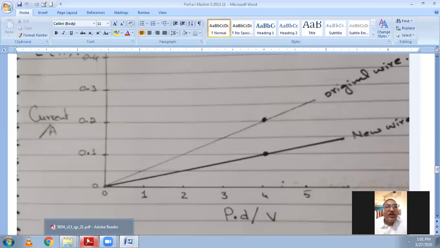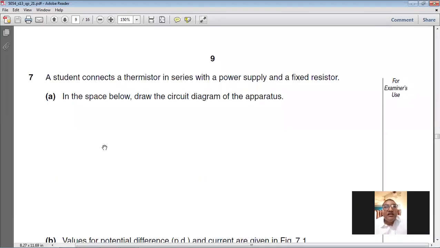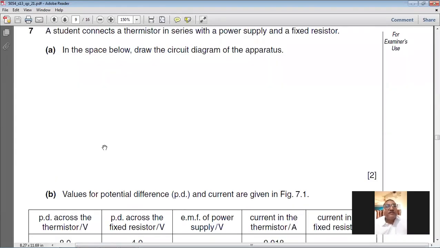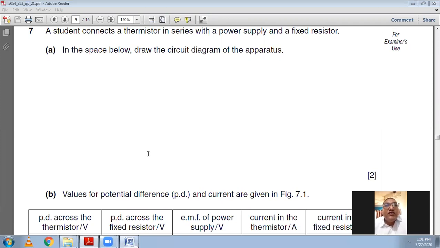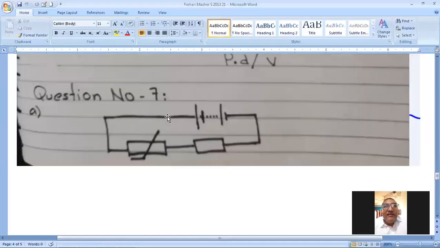So that's it with question number 6. Question number 7 is on your screen. A student connects a thermistor in series with a power supply and a fixed resistor. In the space below, draw the circuit diagram of the apparatus. Okay, so here we go. Here I have a battery. I connected it with a thermistor. This is the symbol for a thermistor, and this is the symbol for a fixed resistor. So this was what he was asking you to draw. I hope you have understood.